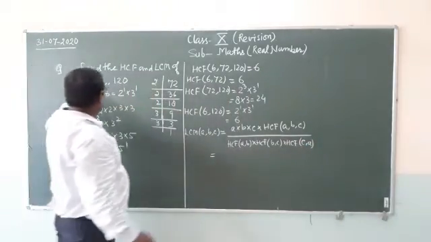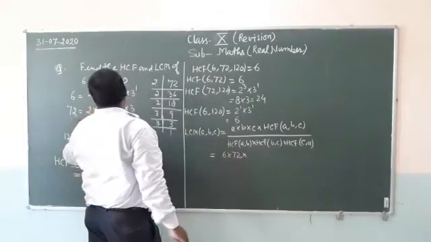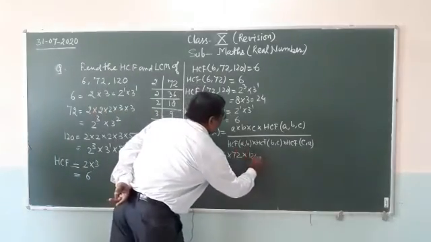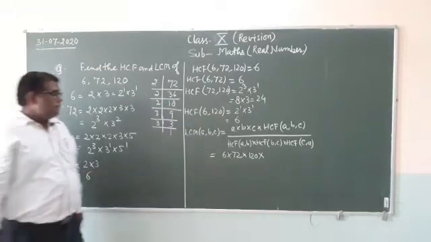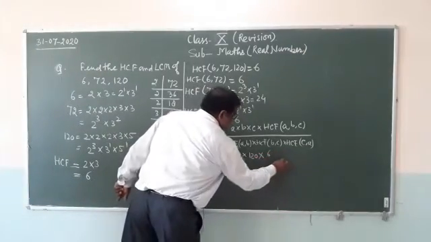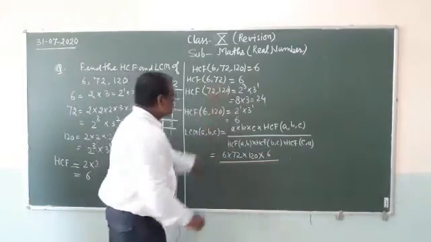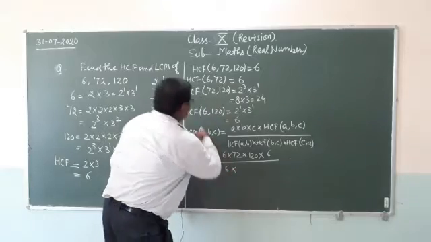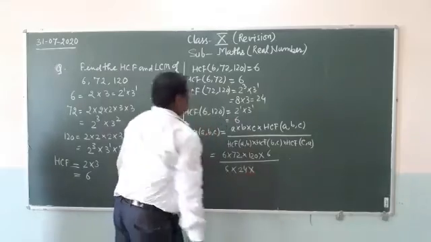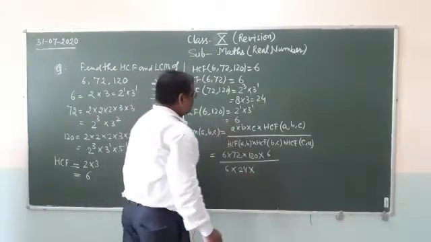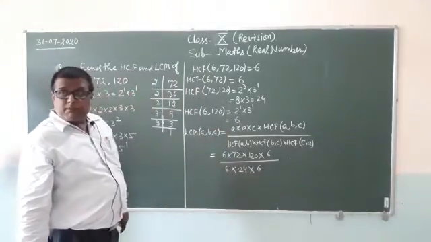Now write A is 6, B is 72, C is 120. So 6 into 72 into 120, and the HCF of A, B, C is 6, upon the HCF of 6 and 72, that is also 6, into the HCF of 72 and 120, that is 24, into the HCF of 6 and 120, that is 6.